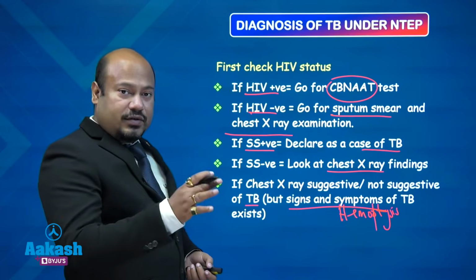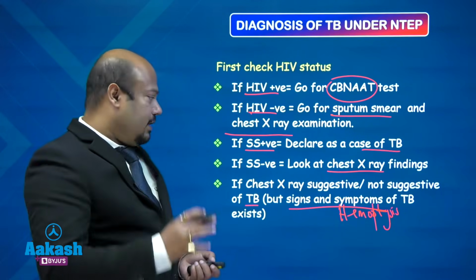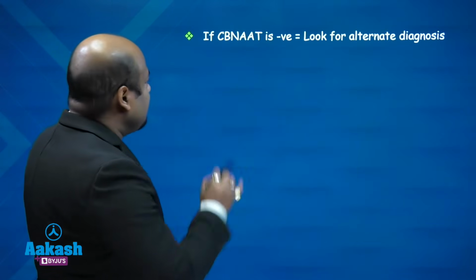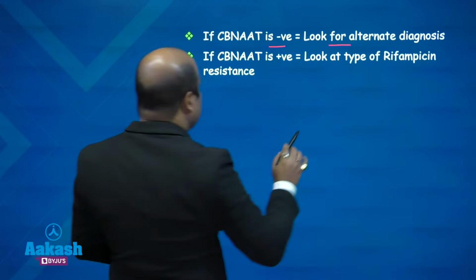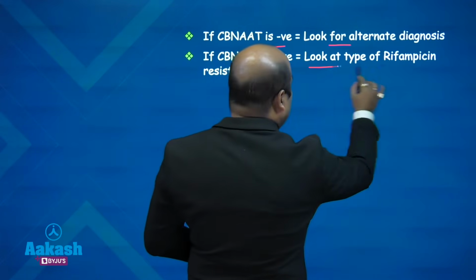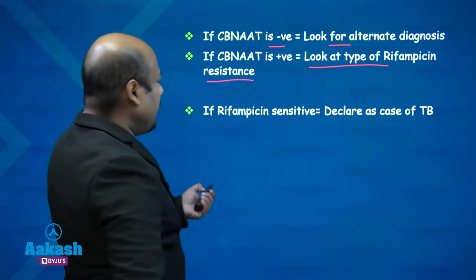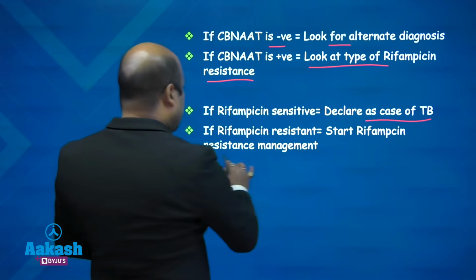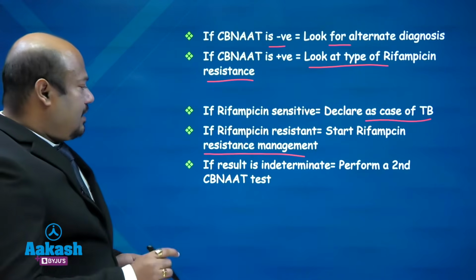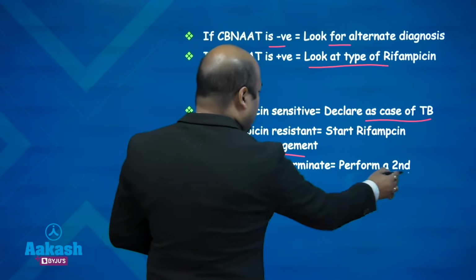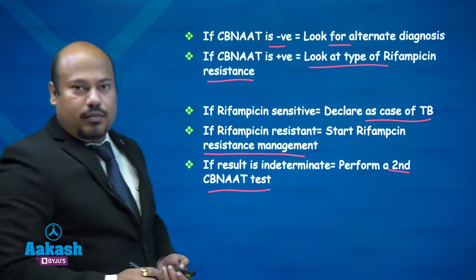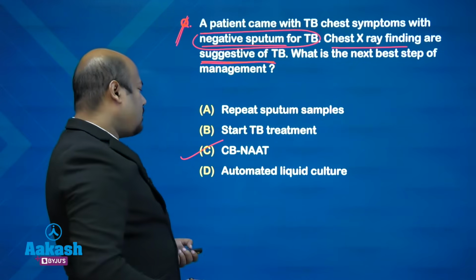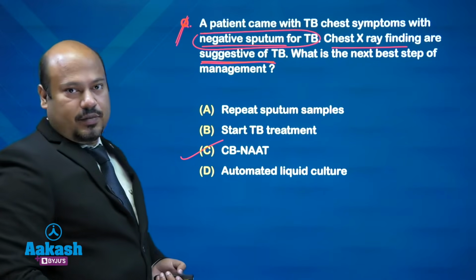If the chest X-ray is suggestive or not suggestive, but the symptoms are there, what do you do? Go for CBNAT again, okay? If CBNAT is negative, then you go for an alternate diagnosis. If CBNAT is positive, look at the rifampicin resistance. If rifampicin sensitive, declare as case of TB. If rifampicin resistant, start the rifampicin resistant management. If result is indeterminate, perform a second CBNAT. So ultimately, whatever be your problem, go for what? CBNAT. So what will be the answer here? The answer will be CBNAT, cartridge based nucleic acid amplification test.